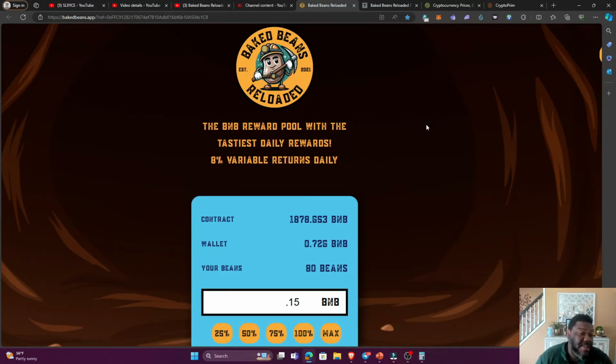So let's talk about this 6-1 strategy, because that's a very, very important component to the Baked Beans Reloaded contract. Now, every contract has a lifespan. Some contract balances could go for years and years, and some could only last a couple days. We want this to last as long as possible, especially as the TVL increases day by day. So you want to figure out a good balance between you claiming and you compounding.